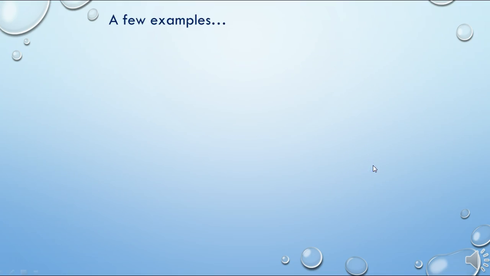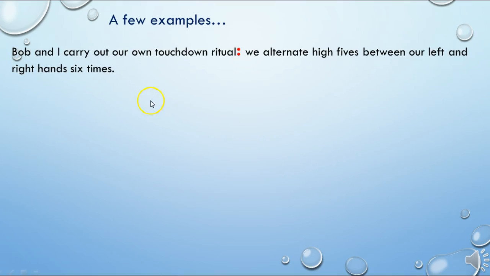For example, take a look at this one here. Bob and I carry out our own touchdown ritual: we alternate high fives between our left and right hands six times. So the colon here is giving emphasis to what that ritual is. Our ritual is these alternating high fives. And the colon is there to say, hey reader, this is an important thing I want to define for you, our touchdown ritual.